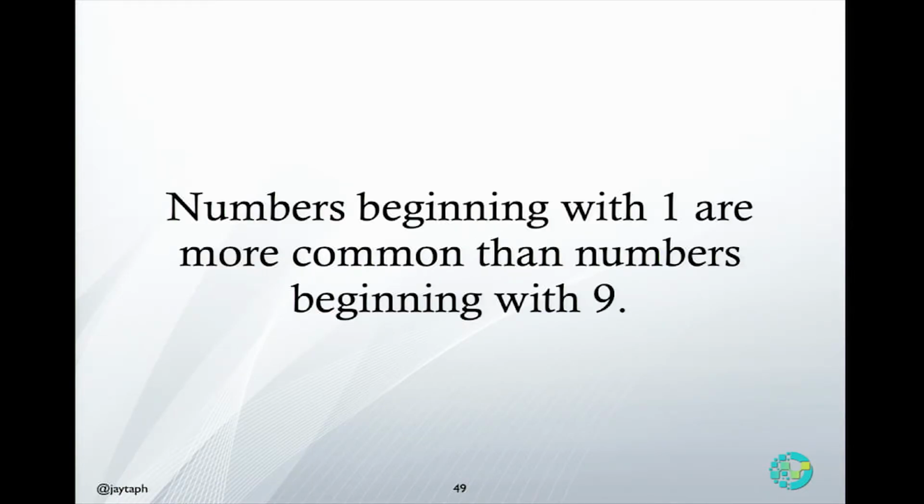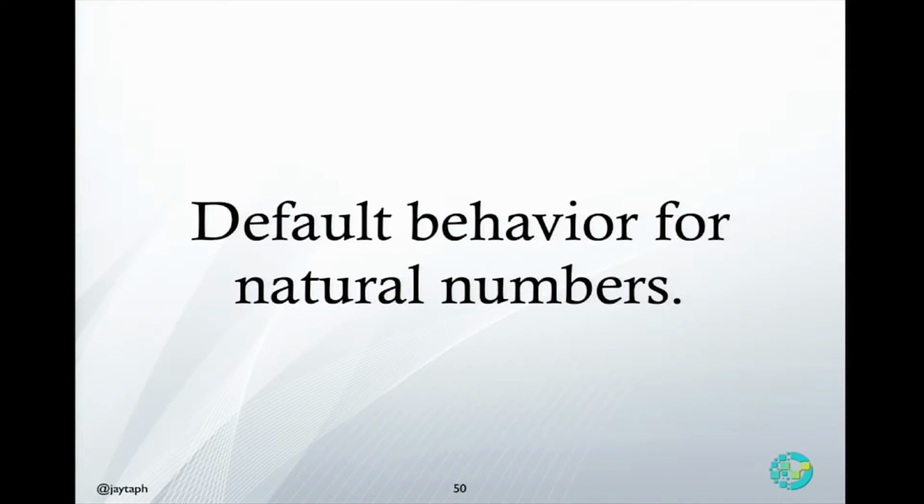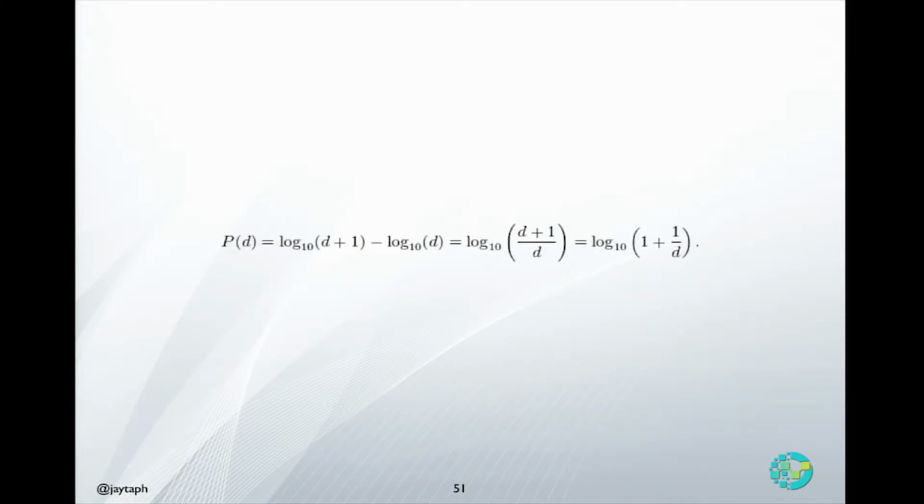Benford's law says numbers beginning with a 1 are more common than numbers beginning with a 9. And it goes away. So less common with 2, less common with 3, etc., all the way down with 9. And this is a naturally occurring phenomenon. This is default behavior for the natural numbers. And this is the actual formula for Benford's law. So you can write it down if you want.